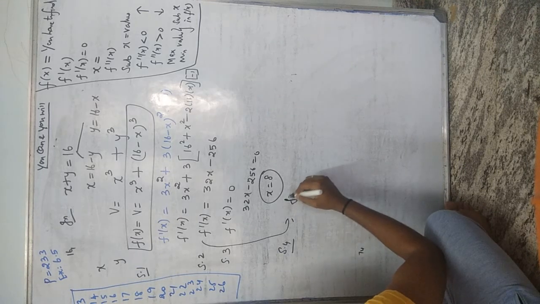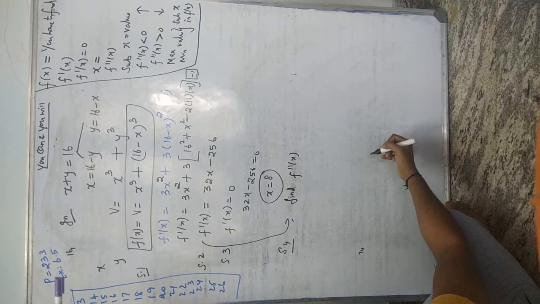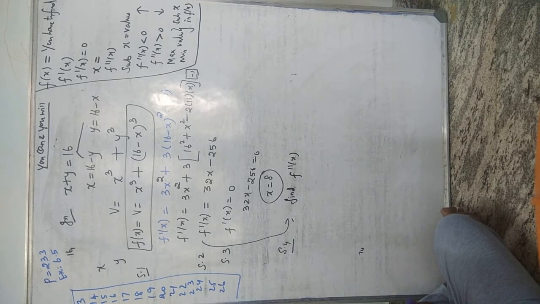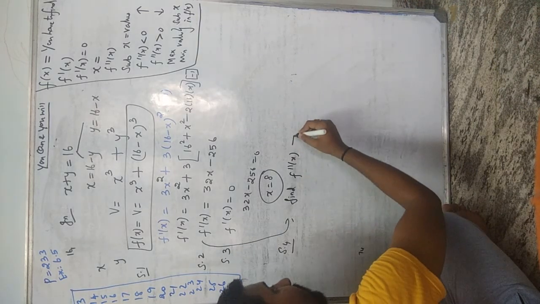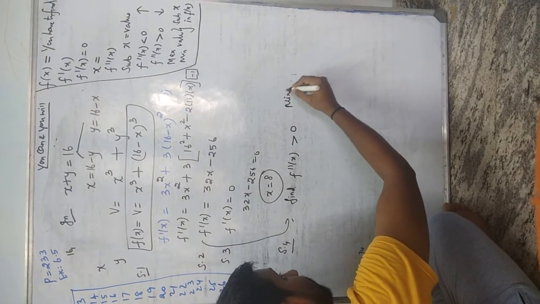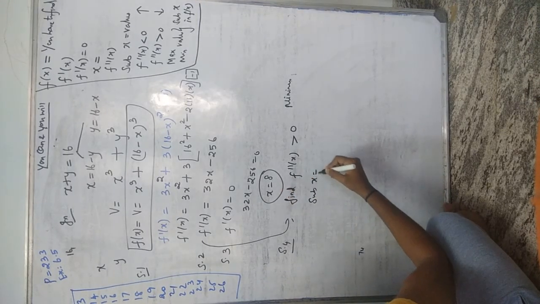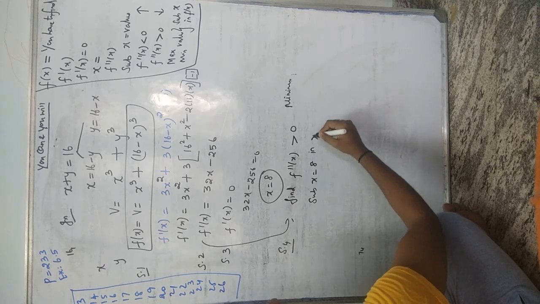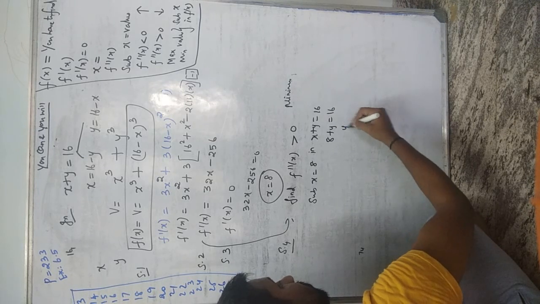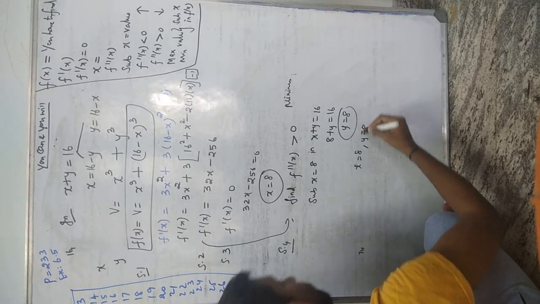Step number 4, find f double dash of x. You have to find it from f dash of x. So you have to prove it. Question number 16 is minimum, so f double dash of x will be greater than 0, and then your answer will be minimum. Step number 5, substitute x equal to 8 in x plus y equal to 16. So 8 plus y equal to 16, so y equal to 8.